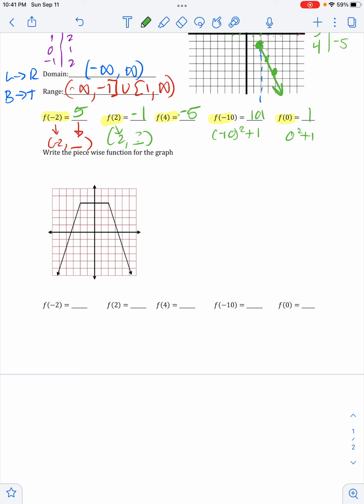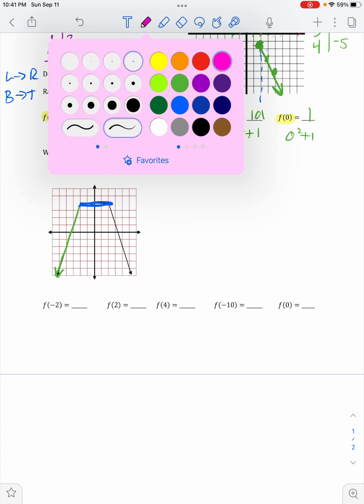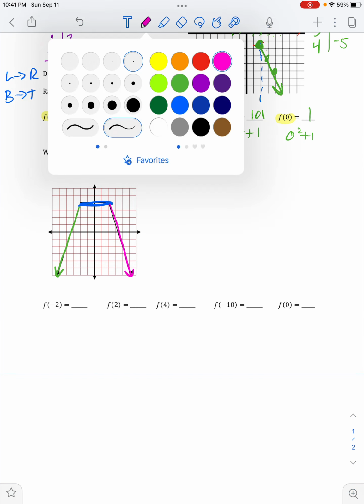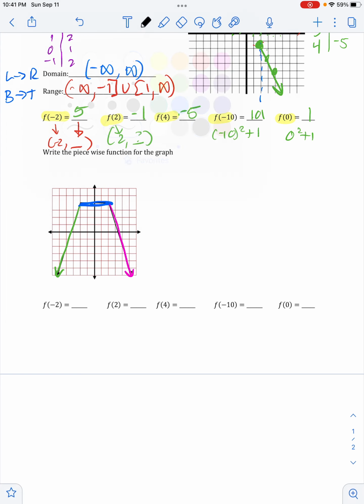How many pieces do you have? 3. There's this piece. There is this piece. And then there is this piece. Each piece gets a different rule. Each rule needs a category. So if I use my big brain, I'm going to go ahead and have my 3 categories, my 3 rules, and that makes up my piecewise function. My first category goes to here.